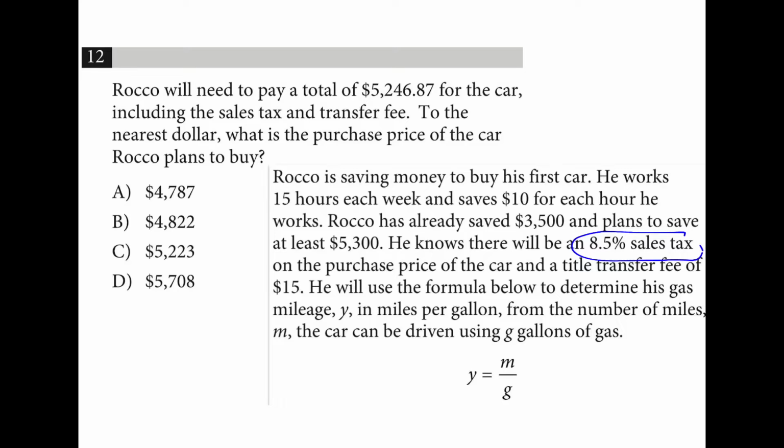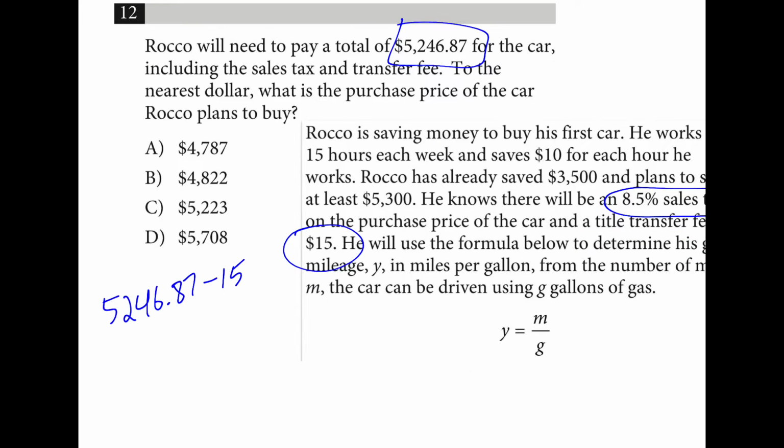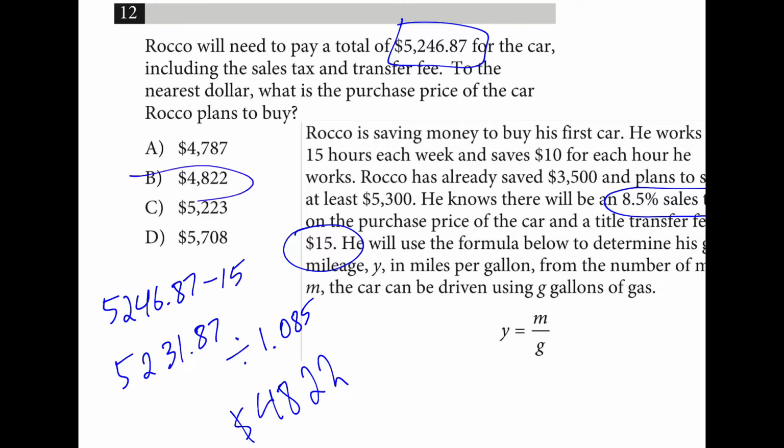So there's an 8.5% sales tax and a title transfer fee of $15. If this was the total, I can subtract the title fee and then divide by 1.085. This gives me a price of $48.22. If I wanted to test that, I could work backwards and multiply by 1.085, the sales tax, and then add the 15.